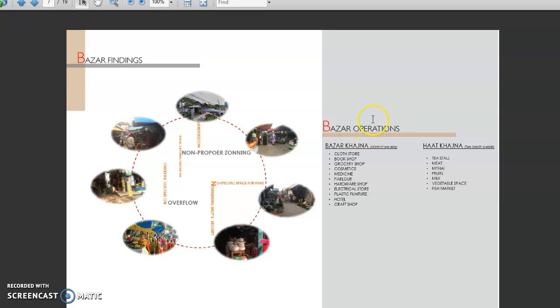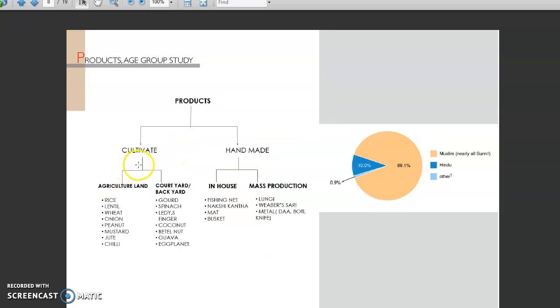So here is the bazaar operation system. It's called Khazna in the Bengali word. All the vendors pay a certain amount of money in a week, which is called Khazna, and there is a committee operating these things, and they manage everything by themselves. This is a product analysis which I tried to figure out from the Bazar. I just divided it into two parts, cultivated and handmade.